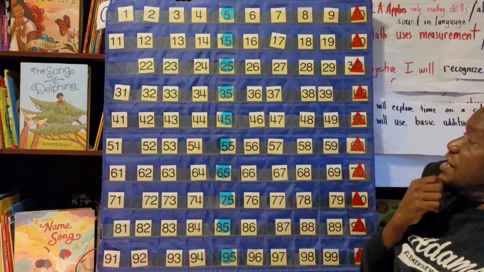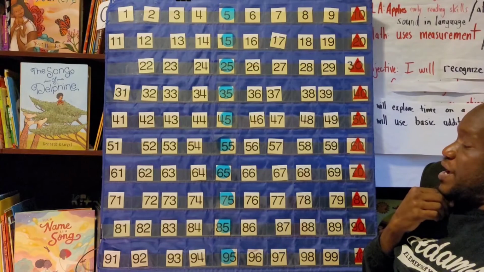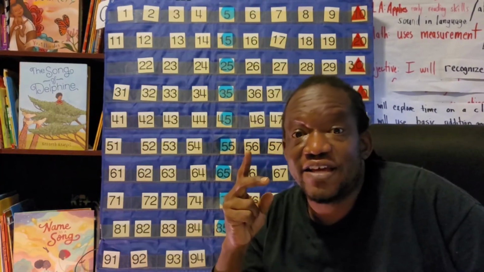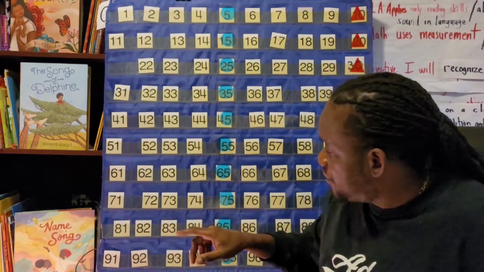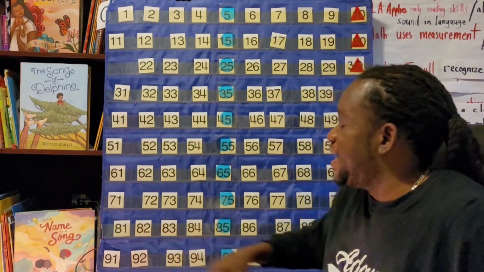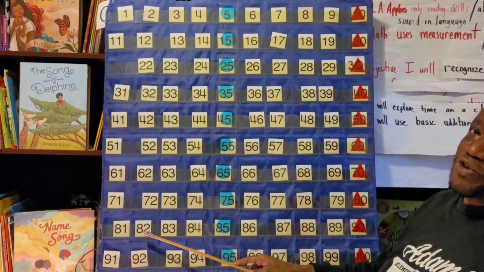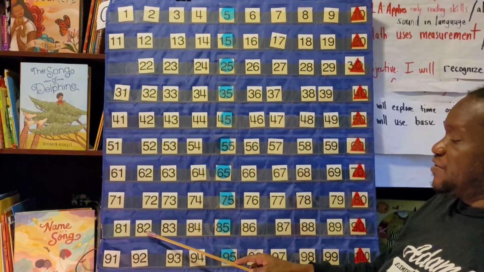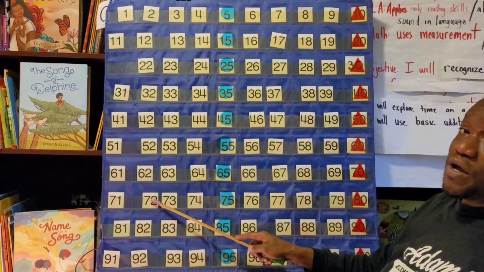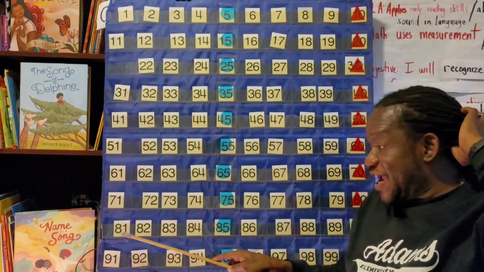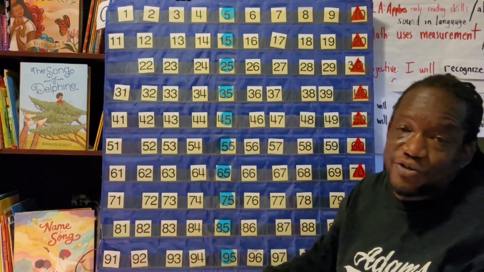All right. Let's go to 82. What two digits make up 82? Right, an 8 and a 2. Okay, that's 80. 82 is right here. So 82 subtract 10. We take away. Yes, 72. That's right. 82 subtract 10 is 72.